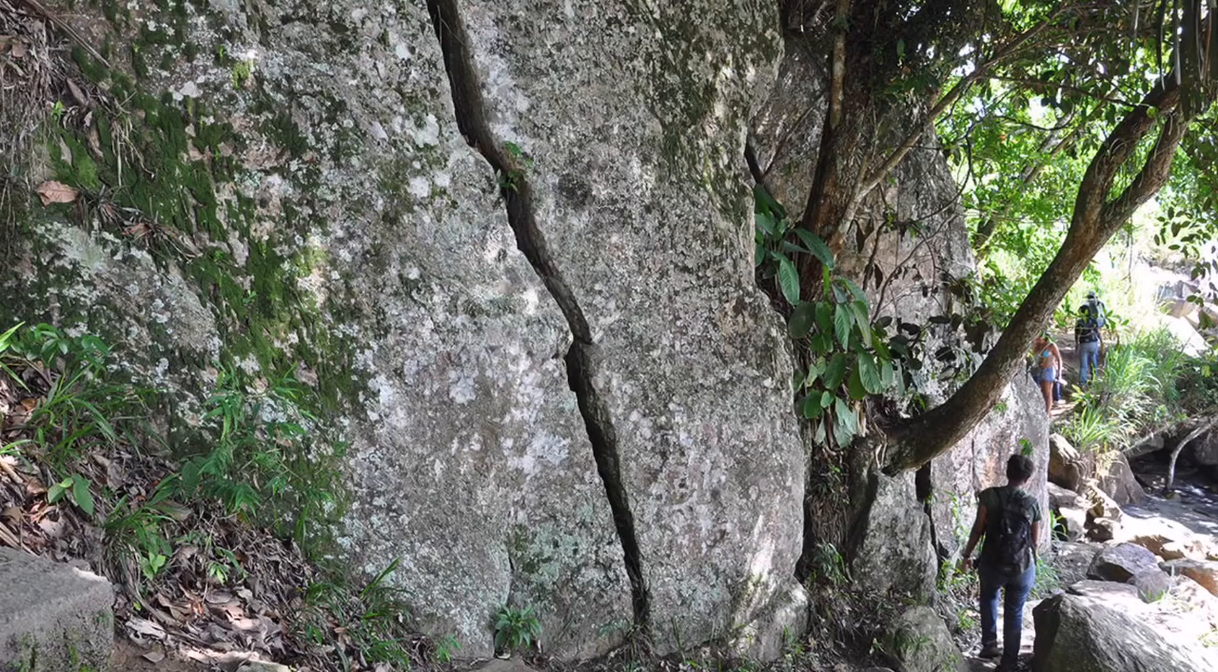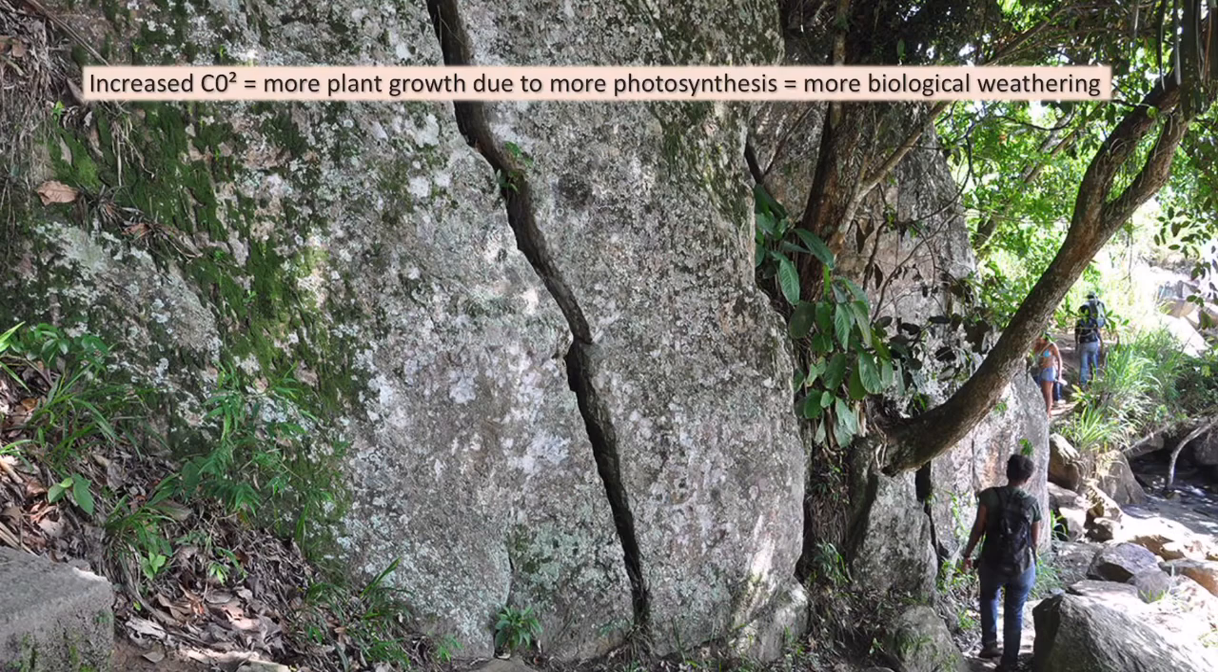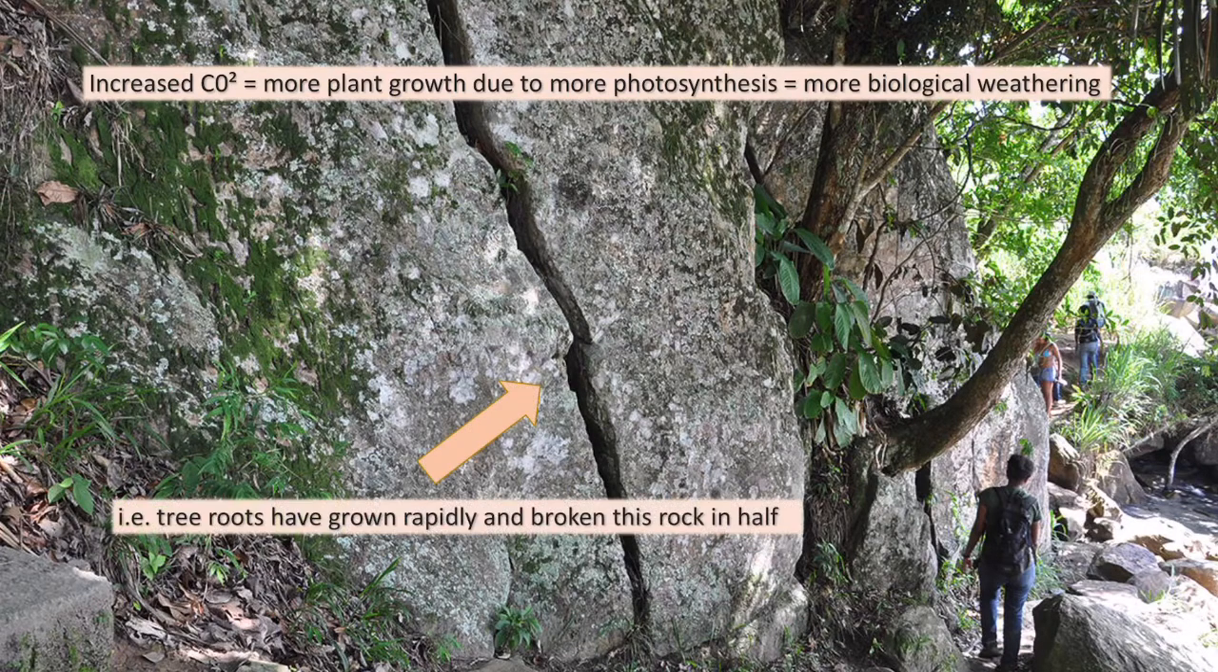So biological weathering is caused partly by the growth of trees and the way that their roots interact. And so if I have more CO2, I get more CO2 for photosynthesis, which means I get more tree growth, which means I'm going to get more biological weathering. An example here is this tree has grown so rapidly because it's got more CO2 available to it that it has been able to spread its roots into the rock, and that rock has been broken up by the increased growth of that tree.